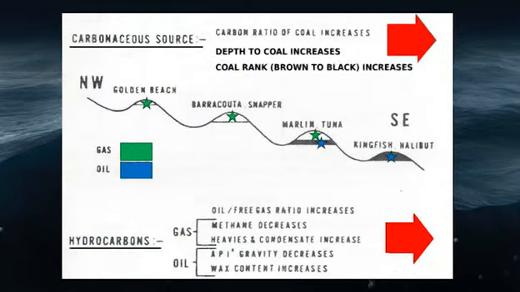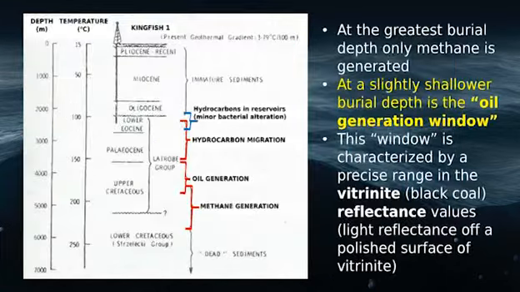What they found was if you go from the coast, you'll get gas close to the coast, and as you go further deeper, you get more gas, and then you get gas and oil, and finally you just get oil. The depth of the coal increases, the rank of the coal increases from brown to black. And so it's a very well-known relationship. In fact, at the greatest depth of burial, you only get methane generation down here.